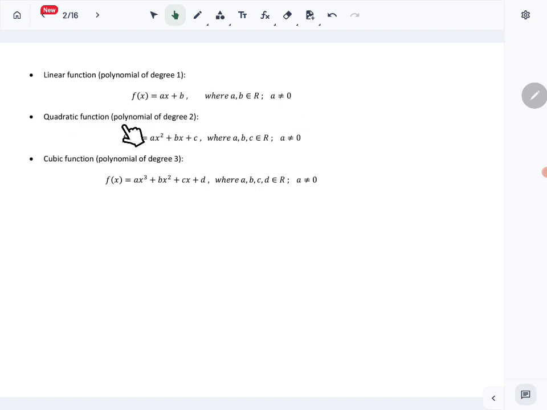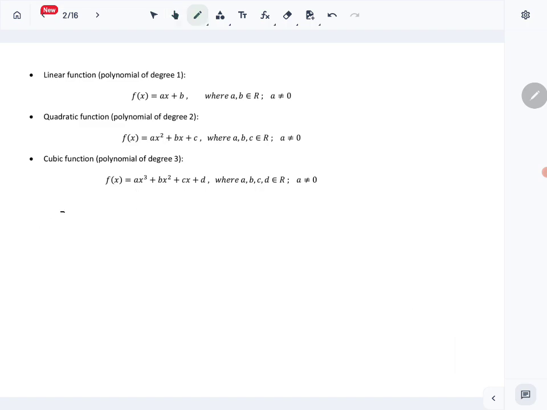Then polynomial of degree 2 is called what? Quadratic function. And in that a, b, c are what? Real numbers, and a cannot be 0. Again, the same reason. If a is 0, this becomes bx plus c, or a polynomial of degree 1. That is why a has to be non-zero. Then cubic function is a polynomial of degree 3. So ax cube plus bx squared plus cx plus d form. This is the general form of a cubic function. A, b, c, d are real, and again a cannot be 0.